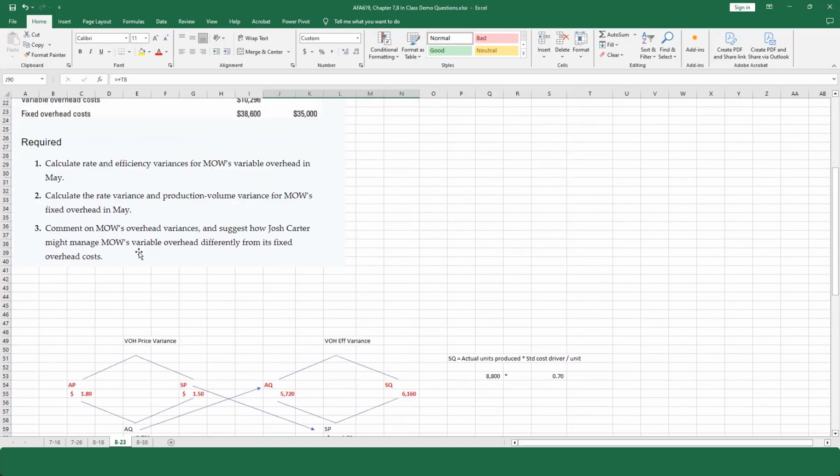So keep in mind the variable overhead, we deal with it differently because it varies with the level of activity, whereas the fixed overhead does not vary with the level of activity. So we've got to look at the long run for our fixed costs.